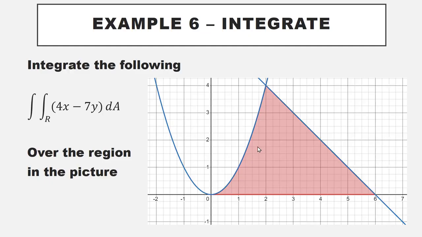Let's integrate 4x minus 7y with respect to some area over the given region. This dA just means with respect to area. The dA when you're using x and y's are going to be either dx dy or dy dx. So we're going to take this region that's in this picture.